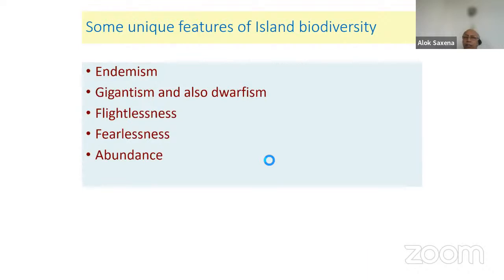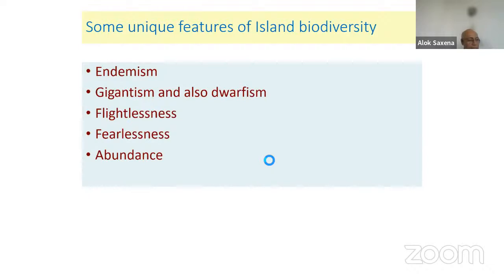And this led to continuous hunting of the dodo, which led to the extinction of the dodo. The same was the case with the solitaire. I think most of you must have heard the phrase "as dumb as a dodo" or "as stupid as a dodo." But the dodo used to come out without thinking that there could be a danger from human beings.